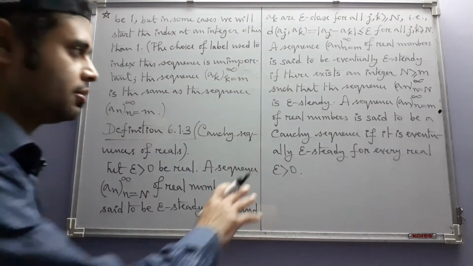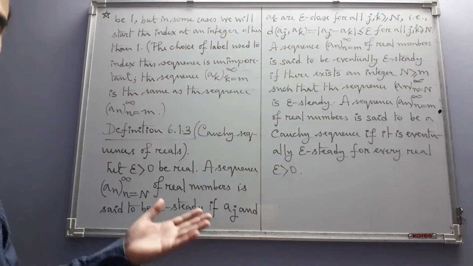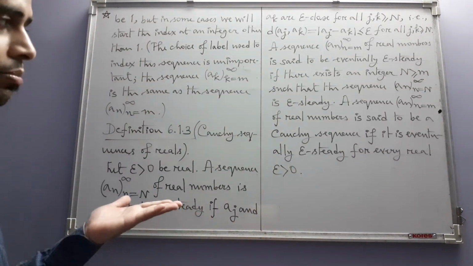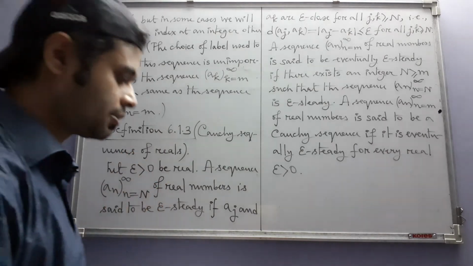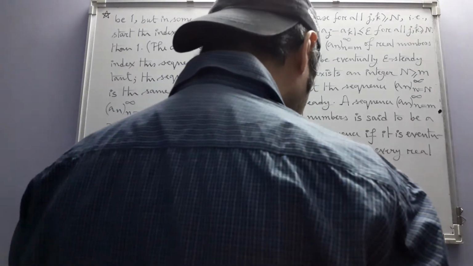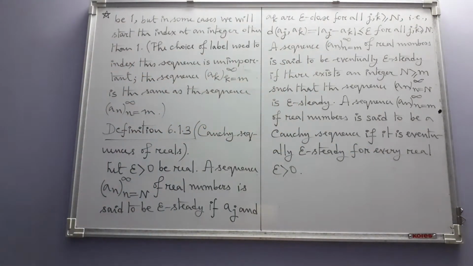Not elaborating more on this because we have already seen what these things really mean before for sequences of rational numbers. So you already know what these things mean. So let us now.